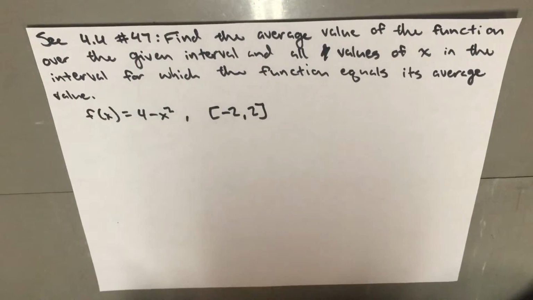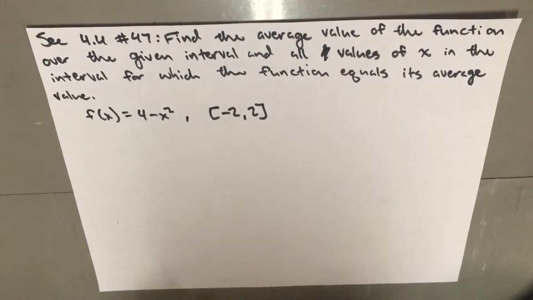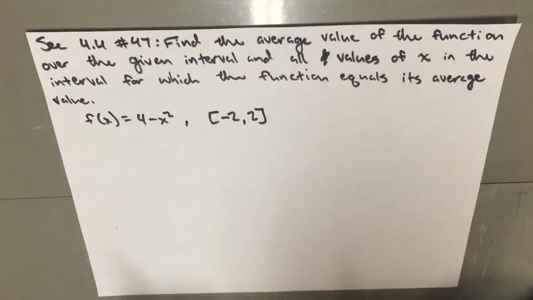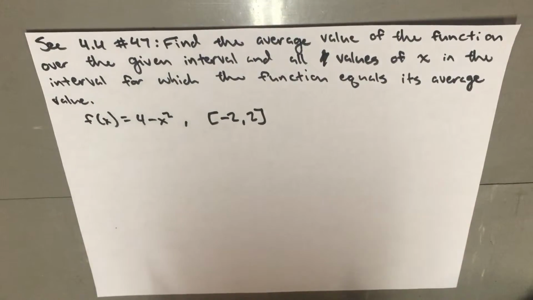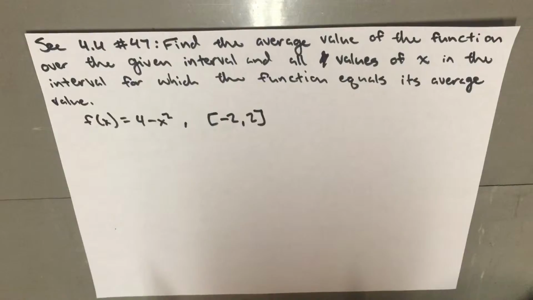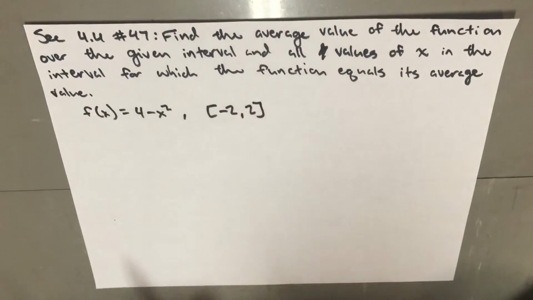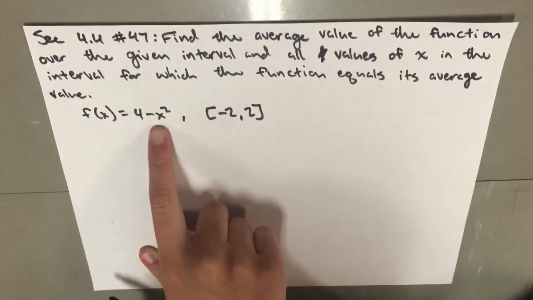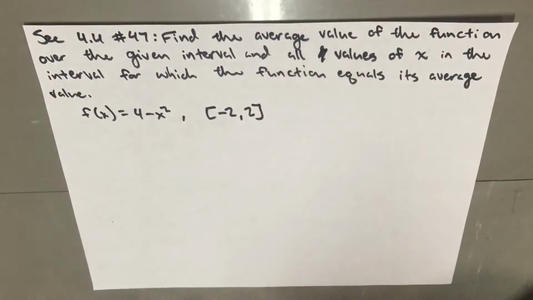So for this next problem, it comes from section 4.4 of our textbook, and you can read that for more information if you want. It is question number 47, and it says, find the average value of the function over the given interval and all values of x in the interval for which the function equals its average value. So our function right here is 4 minus x squared from the interval -2 to 2.